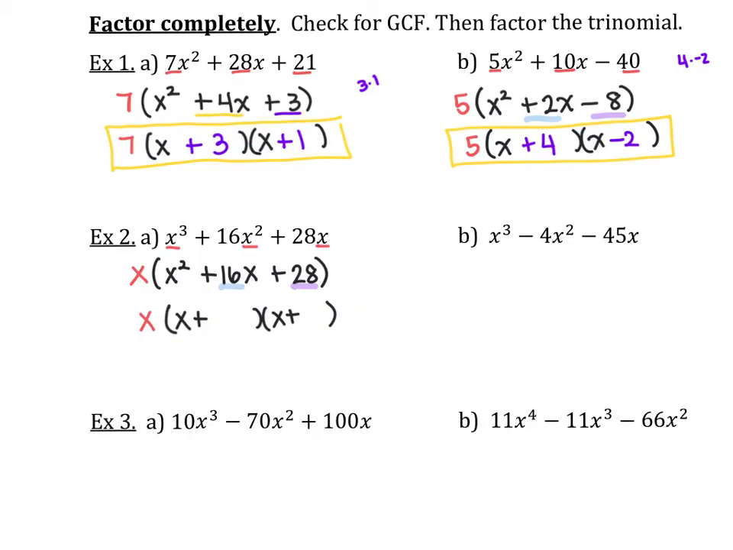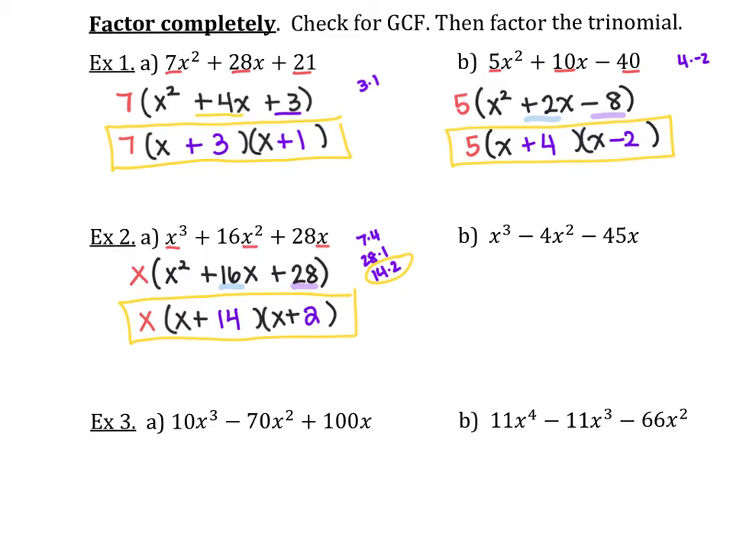So 28, if I do 7 times 4, that's 28. 7 plus 4 is 11. That's not 16. Let's see, 28 times 1 is 28. 28 plus 1 is 29. That's not 16. 14 times 2 is 28. 14 plus 2 is 16. Okay, that's the winner. So 14 times 2 is 28, 14 plus 2 is 16, so those are the factors that are correct. I completely factored.